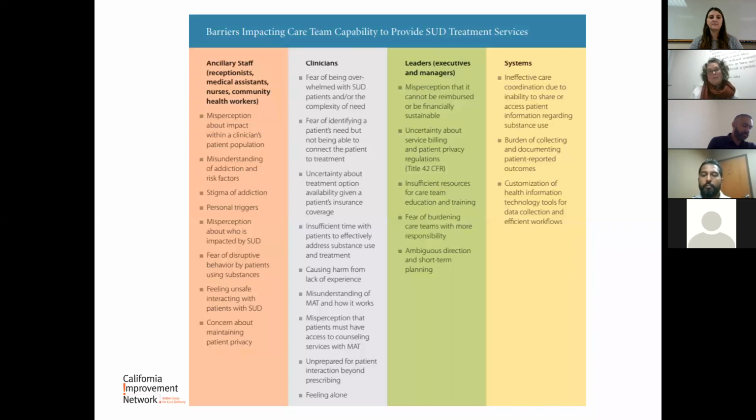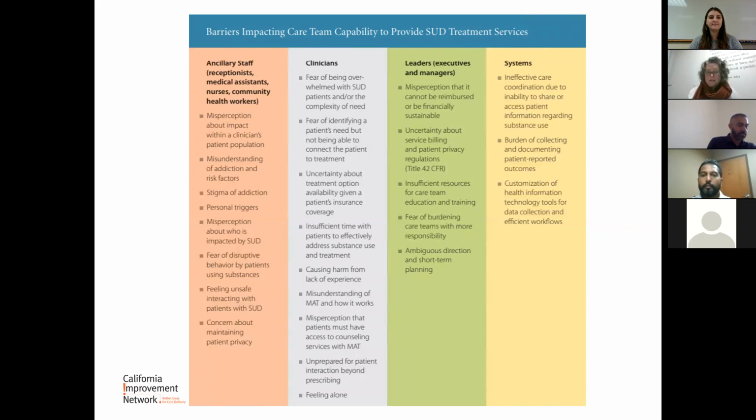So we realized that amongst the broader care team, thinking about ancillary staff, we heard a lot about a misunderstanding of what addiction is and the risk factors. This was related to some stigma that was still present, but it was really honing in on understanding what patients were going through, understanding who was impacted, and then feeling safe about moving forward, both in terms of maintaining privacy and feeling comfortable interacting with patients, and knowing what integration would look like.